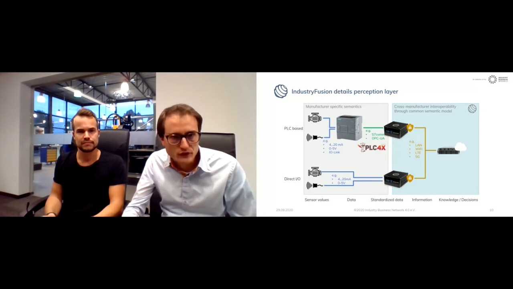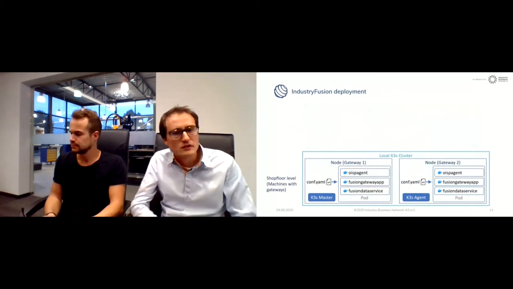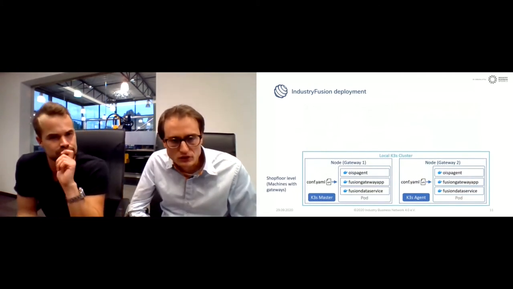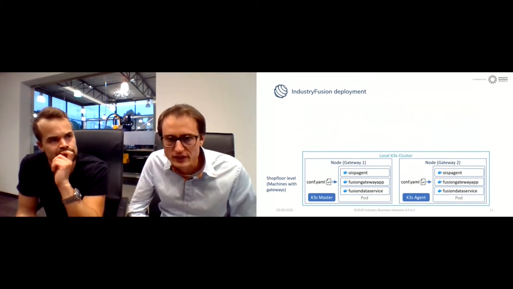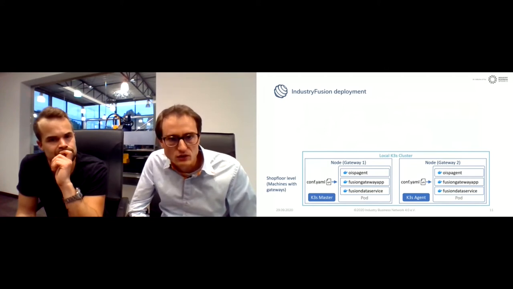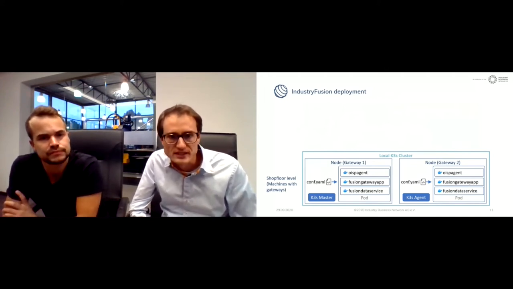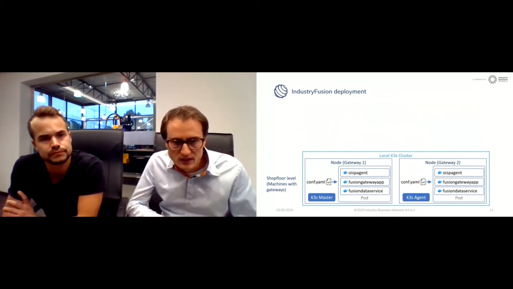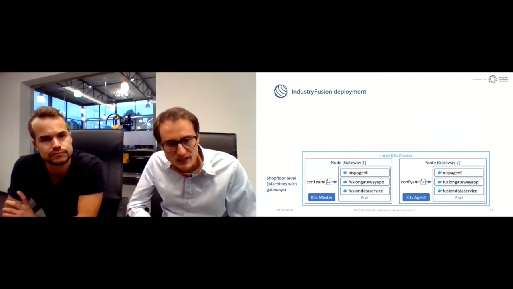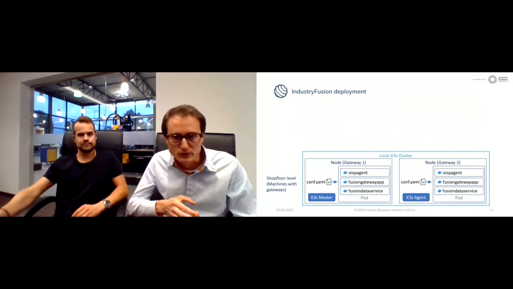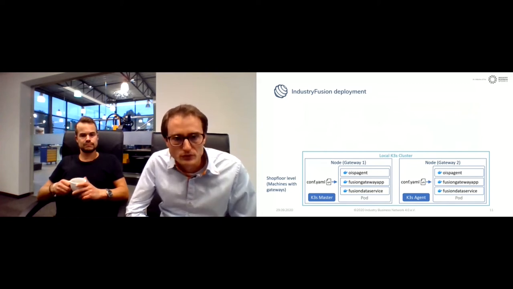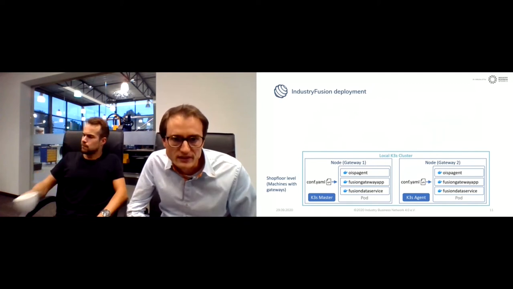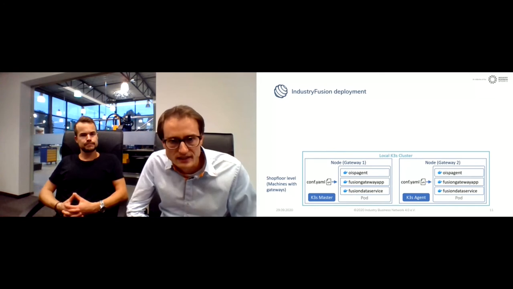Good. So let's have a short view of how we did the deployment of IndustryFusion. Here we have a totally Kubernetes-based approach, and on the shop floor level, so on the different machines which are connected to a gateway, we have a local K3s cluster on the shop floor. So each machine, each gateway represents a node in the local cluster, on which then the pod, which actually has three functionalities, is running. So the first functionality is receiving the data from the machine, as we saw in the slide before, either through PLC, through MQTT, OPC UA, whatever is the connectivity possibility you have for your machine. And then the second part is to bring this data into the common semantic model, so to translate this data to the information you need.